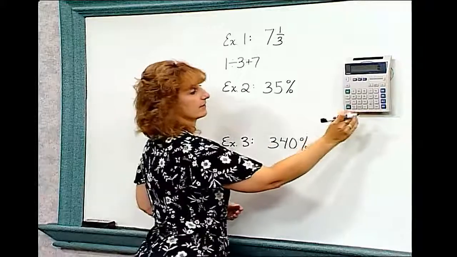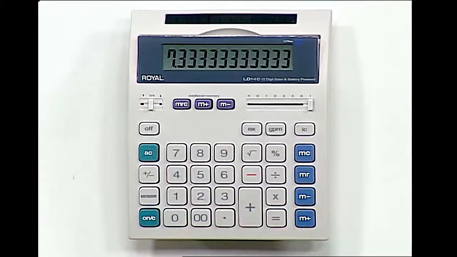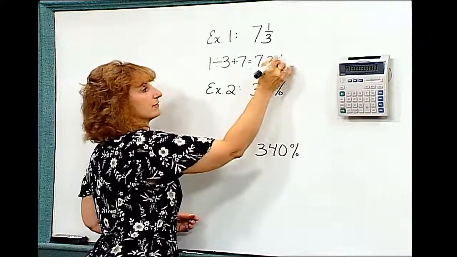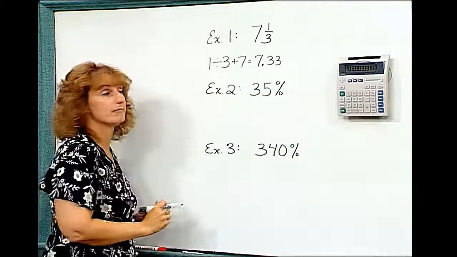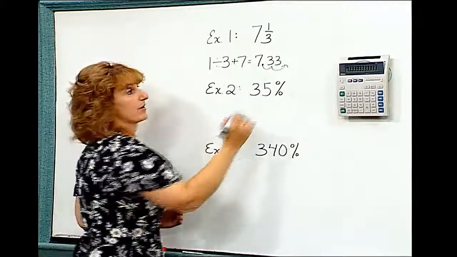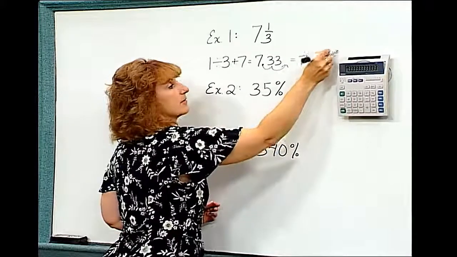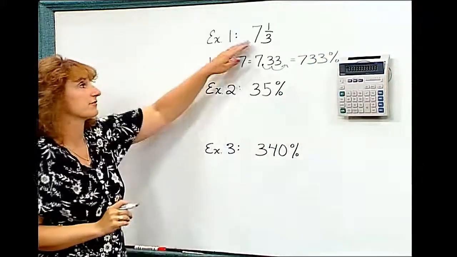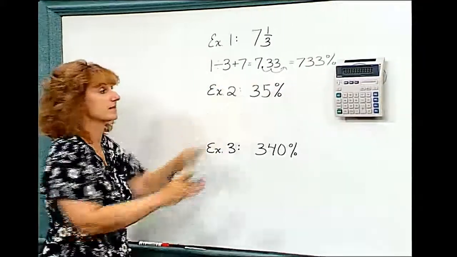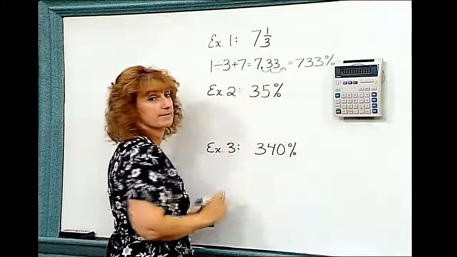I go to my calculator. 1 divided by 3 plus 7 equals, and I get a repeating decimal which I will round off. I am then going to move my decimal point 2 places to the right, which means I've multiplied by 100 to get 733%. So to change a fraction into a percent, I must first make the decimal, then move that decimal point 2 places to the right, which means I've multiplied by 100.